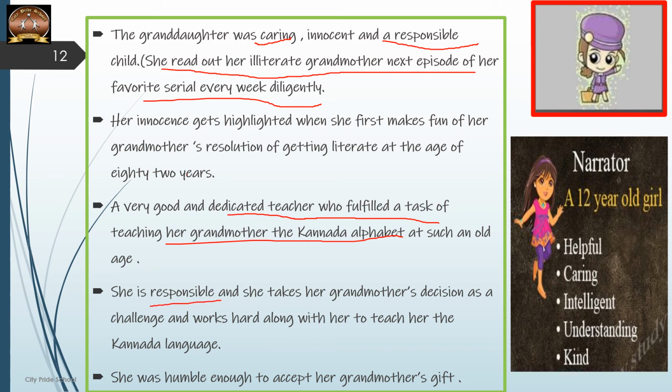Then she's a responsible girl also because she takes up this as a challenge of making a grandmother literate, and she works hard along with her grandmother. She provides every kind of support to her grandmother to become literate, and she's humble also to accept her grandmother's gift. As I told you earlier, in olden times, students used to give their teacher something as a mark of respect.